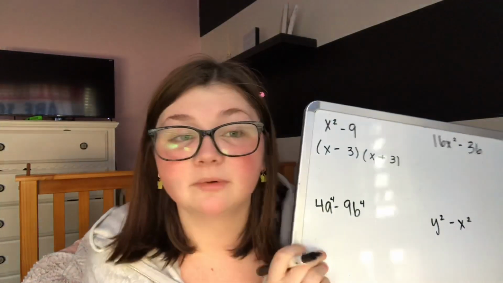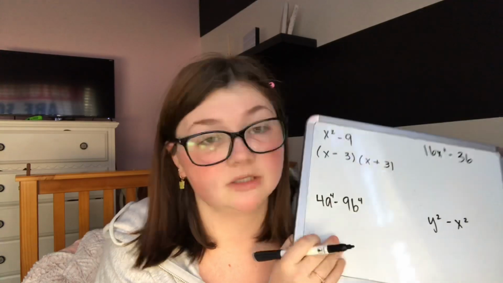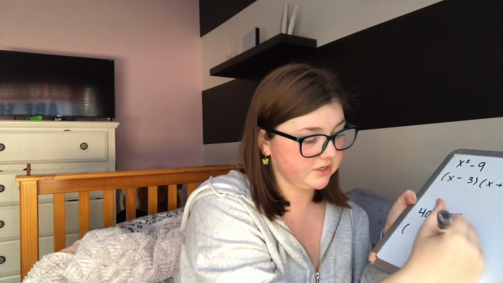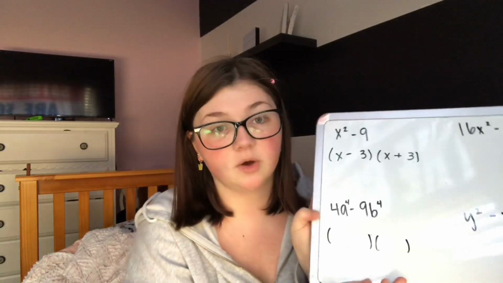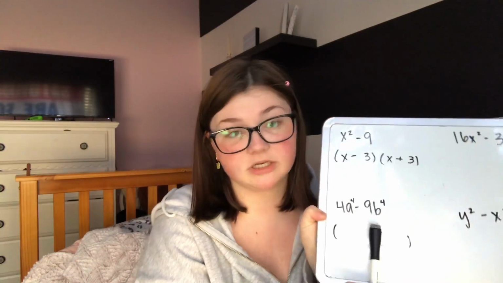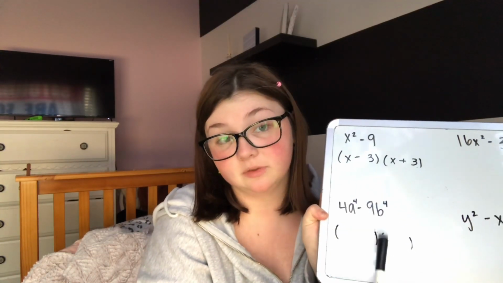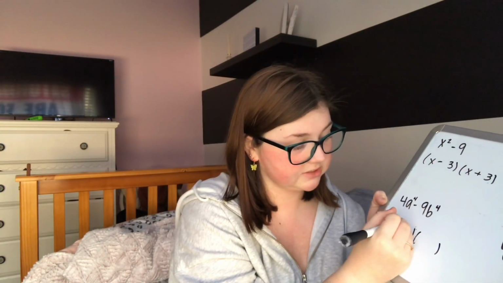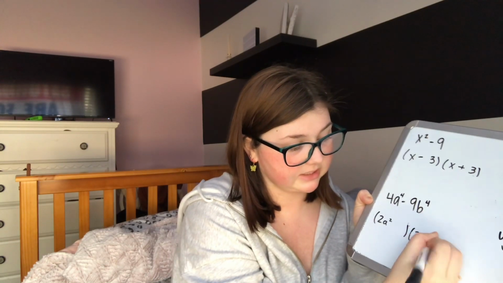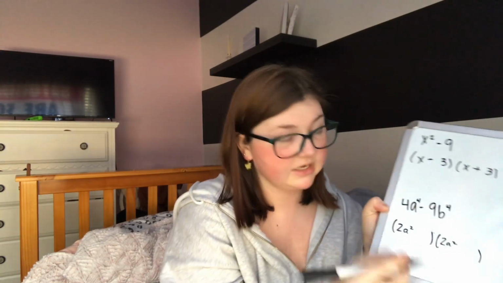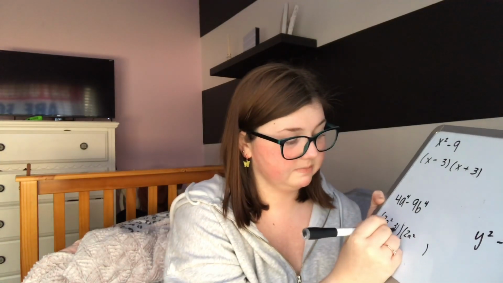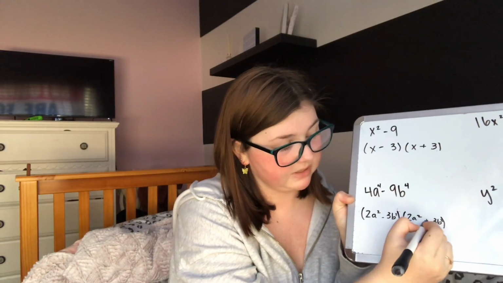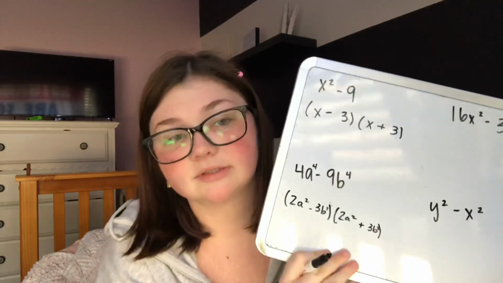So our next problem is 4a to the 4th minus 9b to the 4th. What we're going to do is put 2 parentheses right here just so it makes it easier for us. So we have 2 numbers here, and they both have a square root to them. So 4a to the 4th is going to give you 2a to the 2nd, and then you're going to put 2a to the 2nd here. And then 9b to the 4th is going to give you 3b to the 2nd and 3b to the 2nd. And then you're always going to add your plus or minus. Plus and minus. And that is your answer.